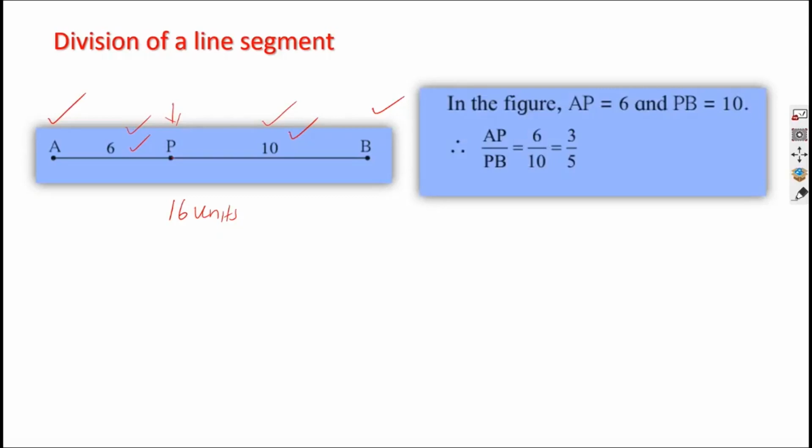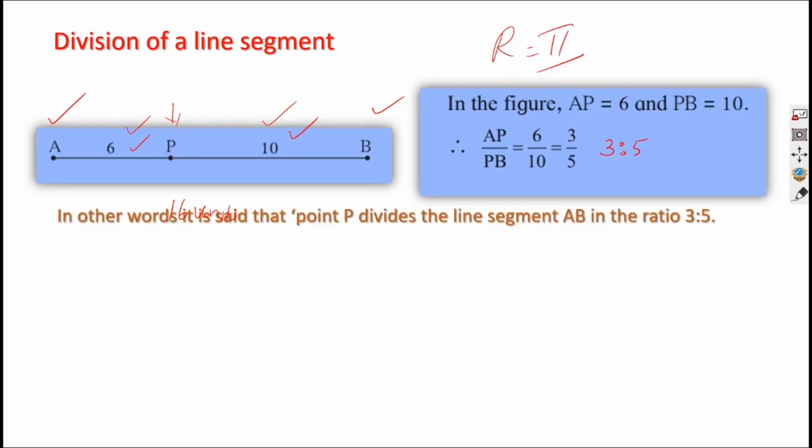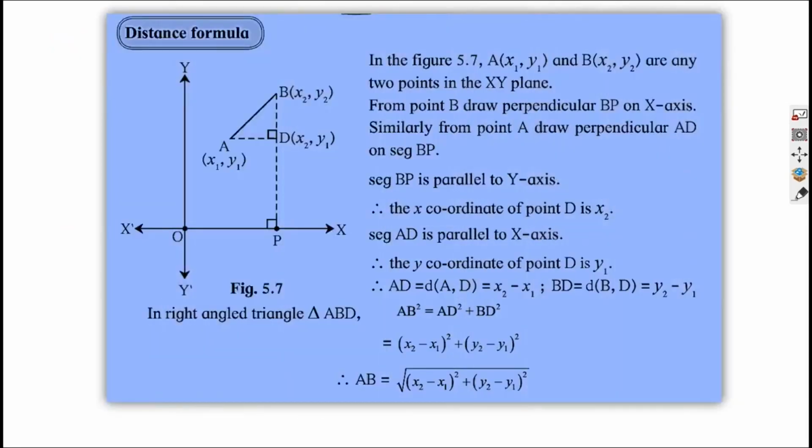AP upon PB can be written as 6 upon 10. The ratio of the distance between AP and PB can be written as 3:5. Correct? This is the second thing that you should remember. Now we can simply say that point P divides the line segment in the ratio 3:5. Correct? Now let us remember something else which we recently studied.